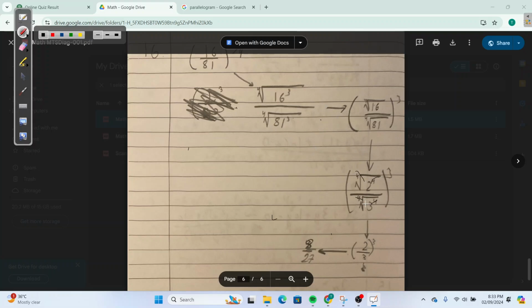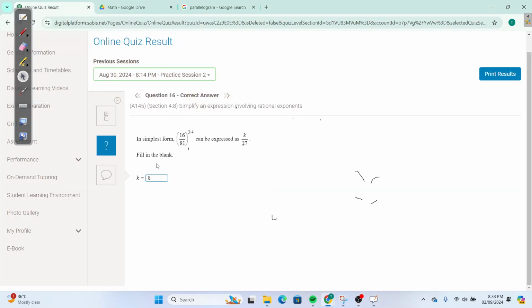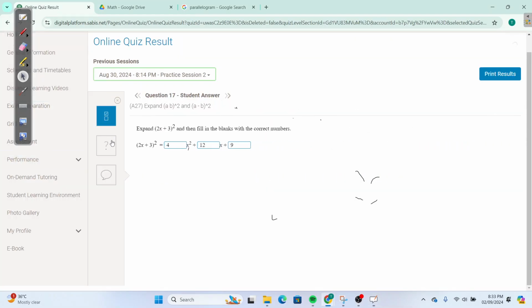So what you have now is 2 over 3, cubed. You distribute the cube on both sides. So it will be 2 cubed over 3 cubed. 2 cubed is 8 and 3 cubed is 27. Now they gave us 27, and k, which is the constant, is 2 cubed, which is 8. That's our answer. Now the other two should be fairly easy.